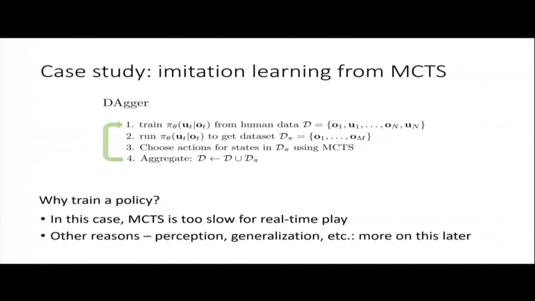But there are other reasons why you might want to distill a planning algorithm down into a policy, and we'll discuss those more later as well. Things like dealing with perception, generalization to new states, and so on. OK. So at this point, we'll take a 3-minute break, and after we come back, we'll talk about trajectory optimization.